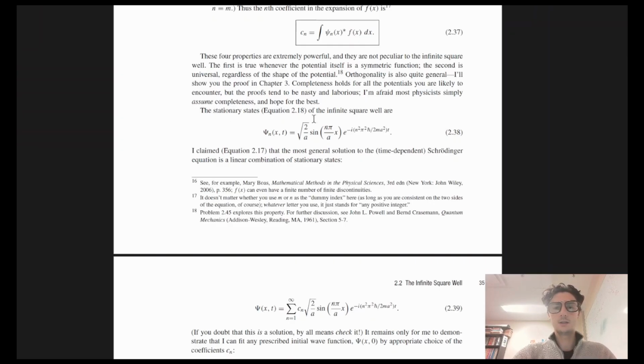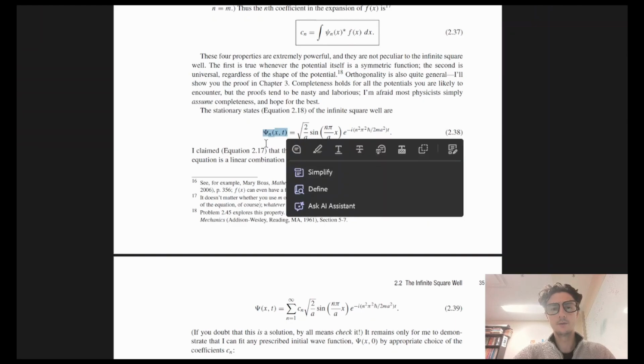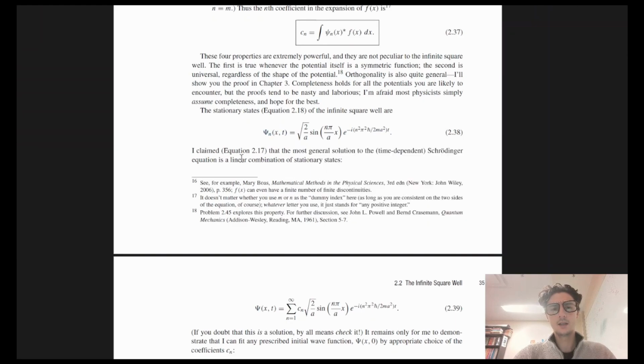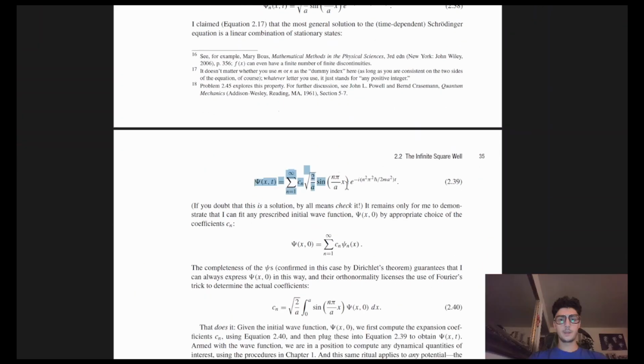The stationary states of the finite square well are boom. So we just slap on the wiggle factor and we get the full stationary states. I claimed in equation 2.17 that the most general solution to the time-dependent Schrodinger equation is a linear combination of stationary states. So that's where we use the Cn's. And boom, here we got the full wave function with x and t. It is a summation from n equals 1 to infinity.